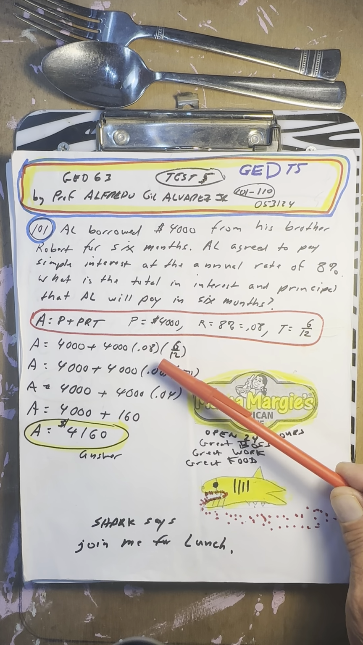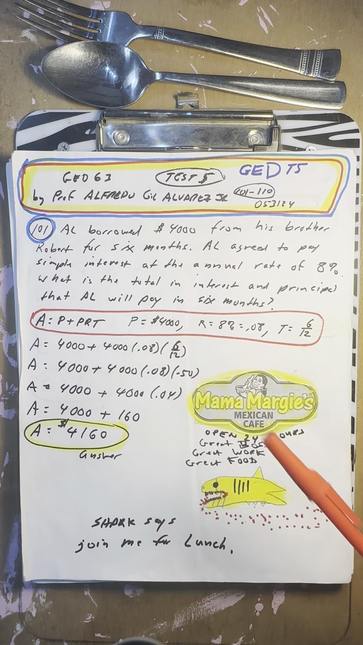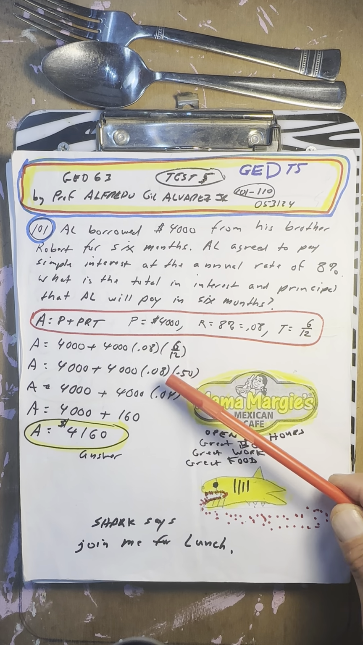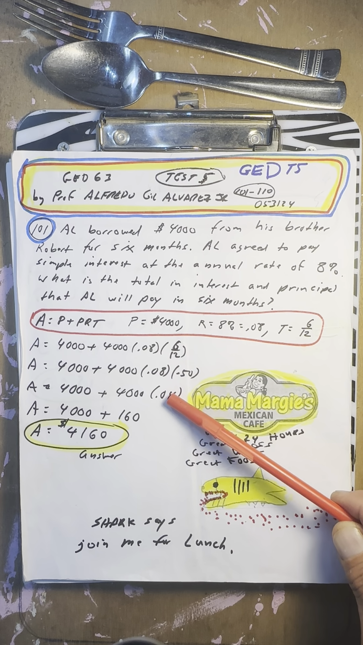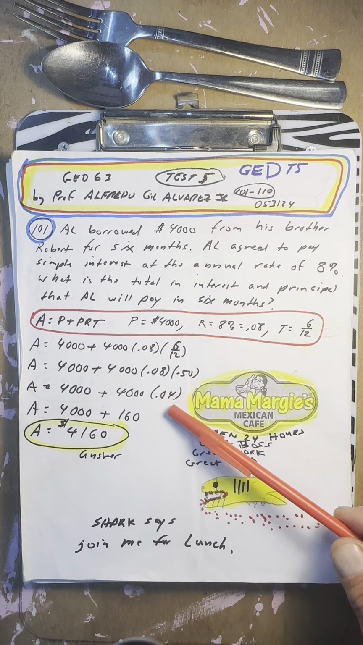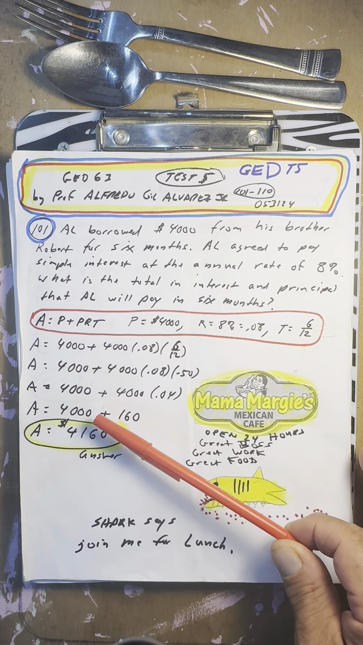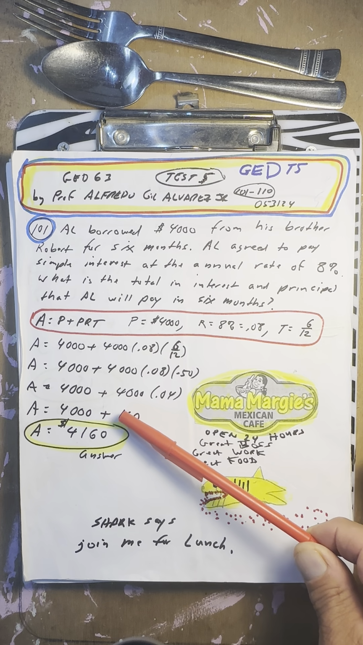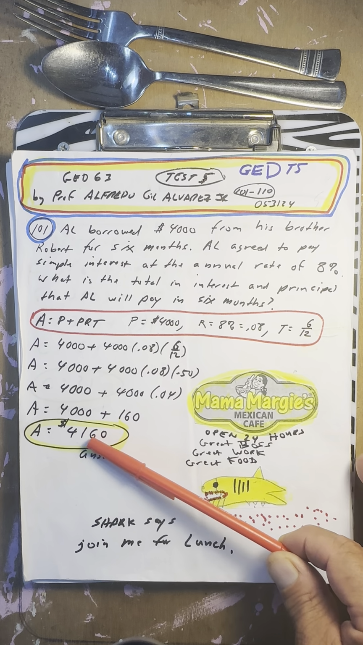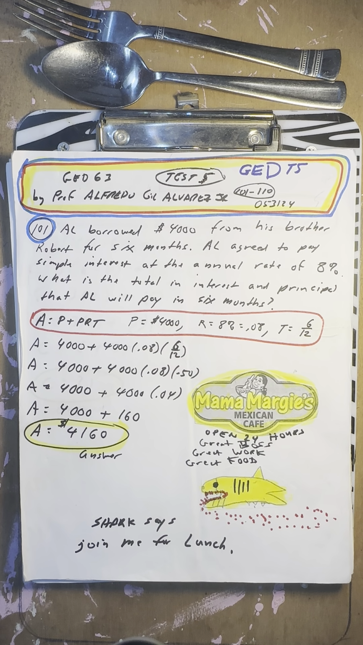So now we need to do this first, which is divide 6 by 12 in the calculator. It's going to give you 0.50. And now 0.08 times 0.50 is 0.04. And you got to multiply first. Don't add, multiply first. So for this number times this is going to be 160. That means Al is going to have to pay 4,000 plus another 160 for interest. So he's going to pay how much? $4,160 for that $4,000 loan.